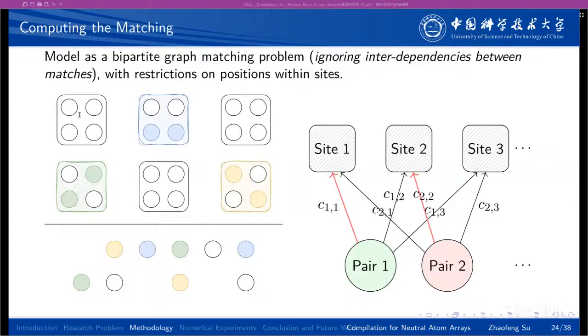For the matching problem, that is how to map the CZ gates, because we need to apply many CZ gates, and on the entanglement zone, there are many different sites. We need to decide which CZ gate is moved to which site. So this is a matching problem, and this can be modeled as a bipartite graph matching problem.